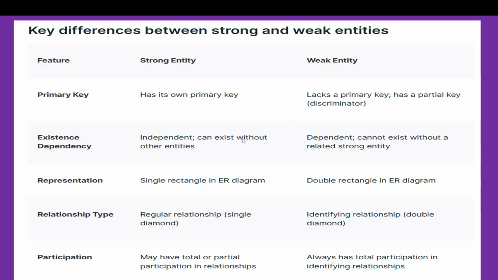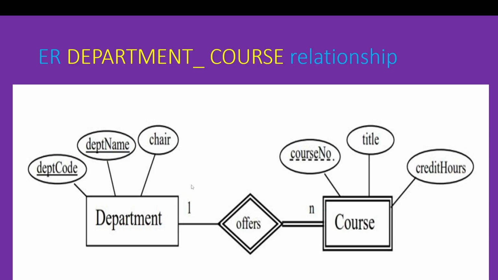Then another thing is that the strong entity can exist independently without depending on any other entity, but the weak entity cannot exist without relating to a strong entity. Its existence only comes when it is linked to a strong entity. Then how is it represented in the entity relationship diagram? A strong entity is a single rectangle, as you can see with department. But in course there is a double rectangle, which means this one is a weak entity.